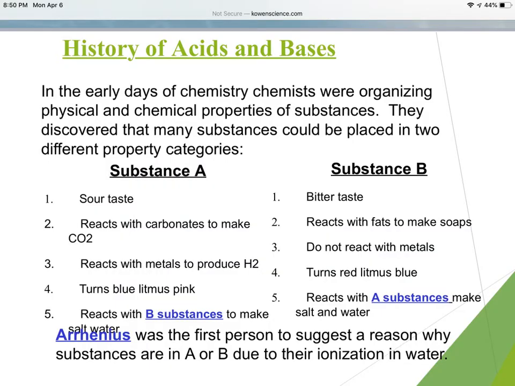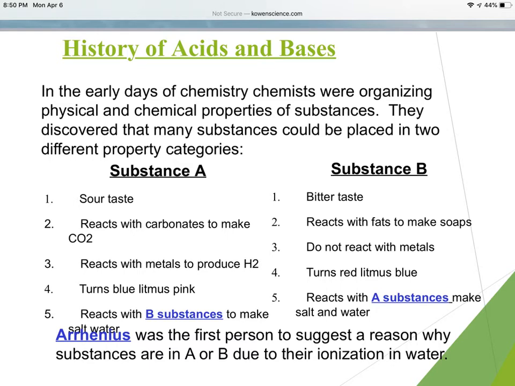So some characteristics of acids versus bases. Acids have a sour taste. If you think of eating a lemon with that citric acid, bases have a bitter taste. If any of you've ever put soap in your mouth because you said an ugly word, or you put soap in your mouth just to see what it tastes like, bitter taste. Acids react with carbonates and they make CO2. Bases react with fats and they make soap. Acids react with metals to produce hydrogen gas. Bases do not react with metals.